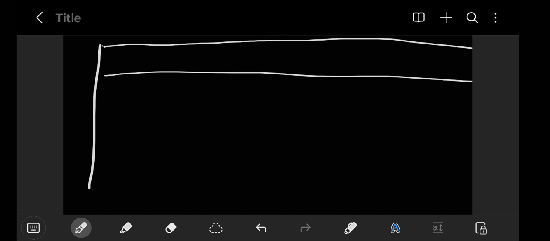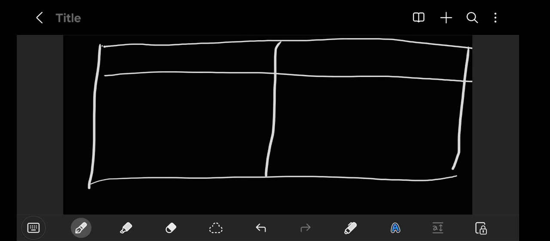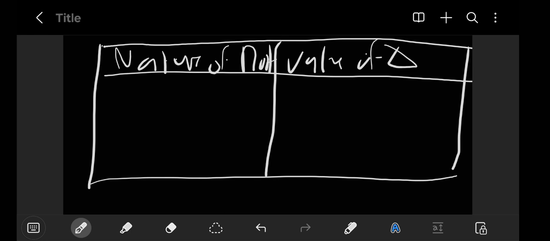So there's this table that shows us how the information about the nature of roots of an equation can be translated, right? So I'm just going to draw a simple table like this. Basically, here you have your nature of roots, and then this is just the value of delta. Because I don't have a lot of space, I'll just say value of delta.